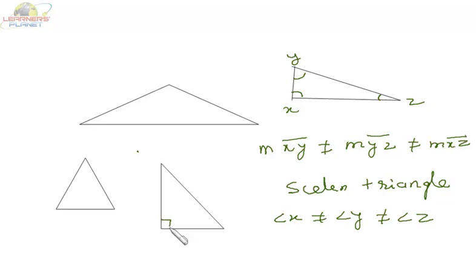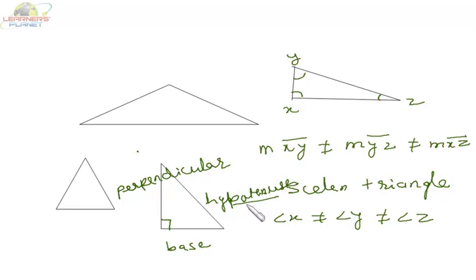Here we see this is a 90-degree angle, so we call it a right angle triangle. In a right angle triangle, one angle is of 90 degree. This length is called perpendicular. This length is called base, and the length opposite to 90 degree is called hypotenuse. Okay, I hope you are getting my point. So this is a right angle triangle. So we discussed four types of triangles over here.